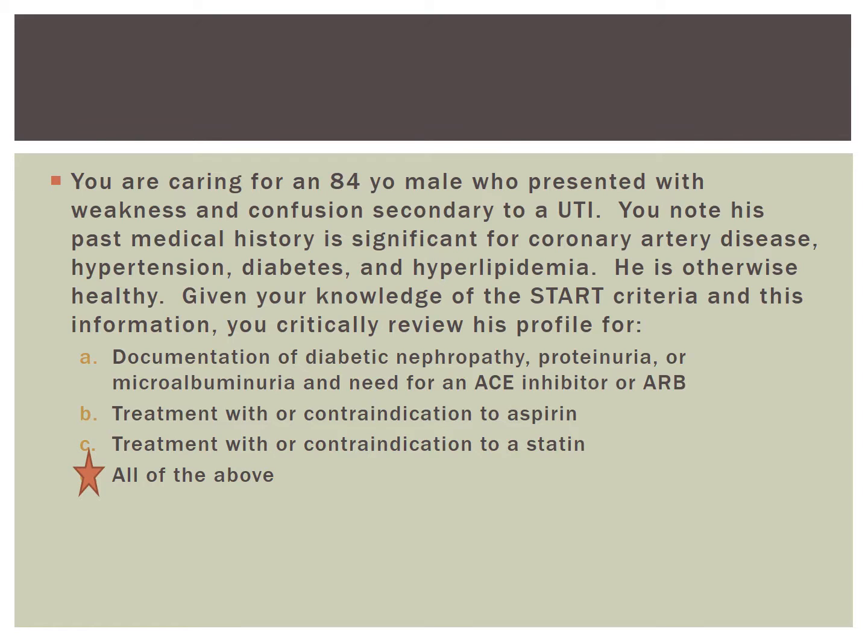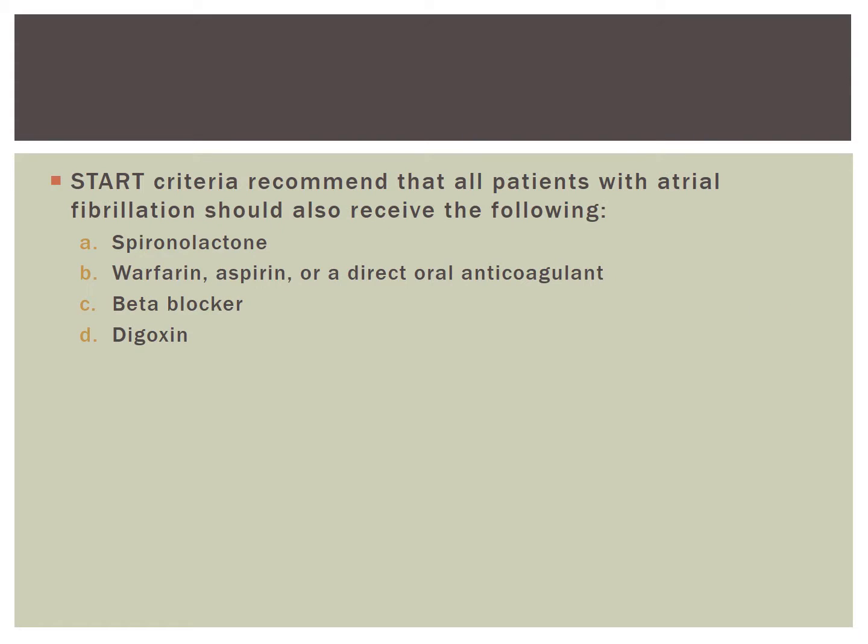He should be on an ACE or an ARB if he has diabetic nephropathy, proteinuria, or microalbuminuria. He should be on aspirin. He should also be on a statin or have contraindications to both of those therapies. START criteria recommend that all patients with AFib should also receive B, warfarin, aspirin, or a direct oral anticoagulant.